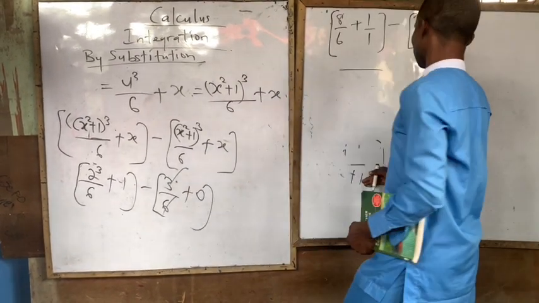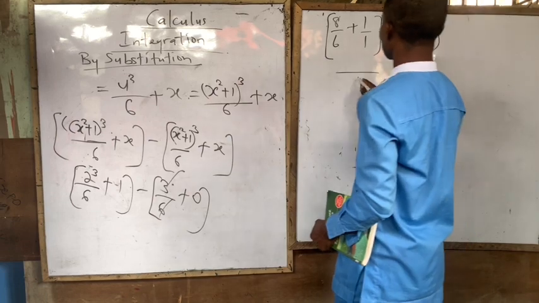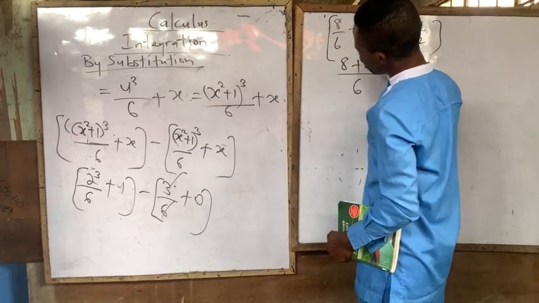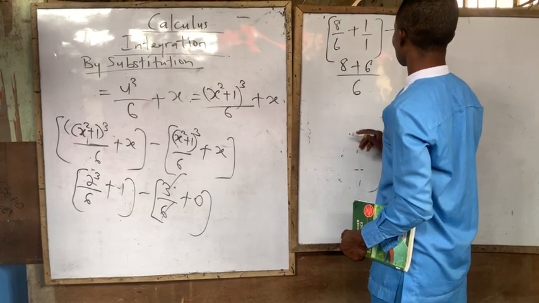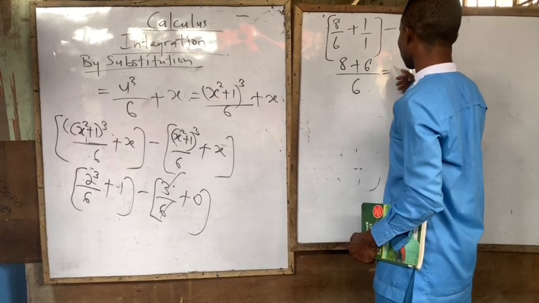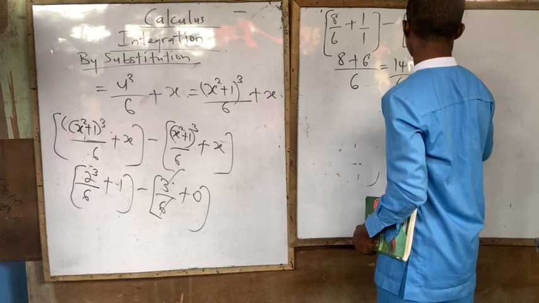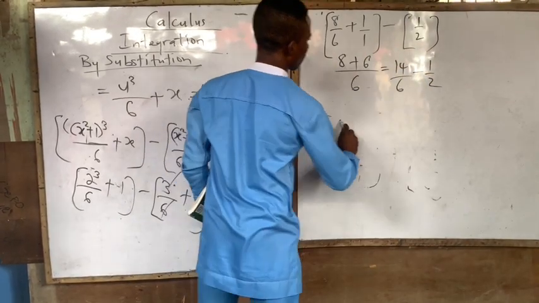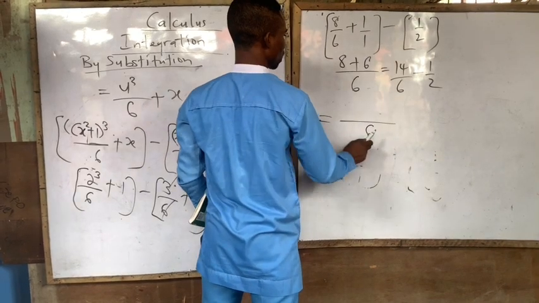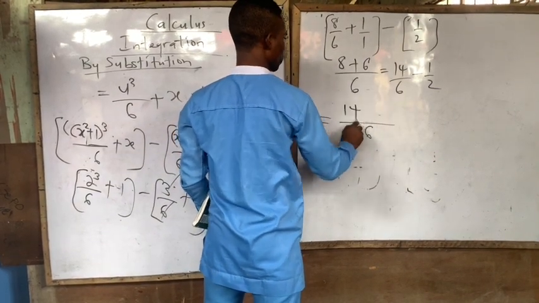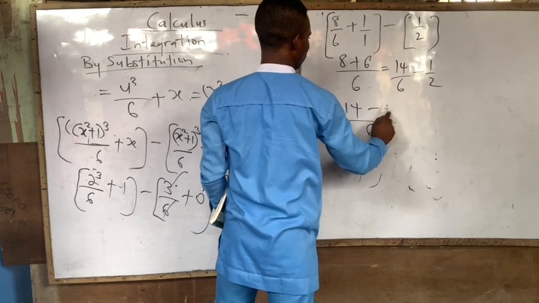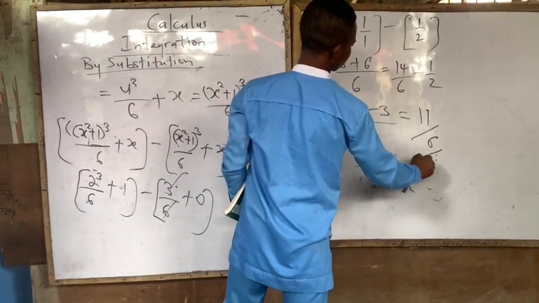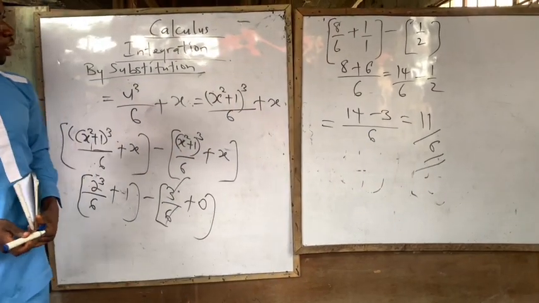If you find the LCM for this, you have 6. 6 in 6 is 1, 1 times 8 is 8, and 6 in 6 is 1, 1 times 1 is 1. It will give me 8 minus 1 all over 6, which is 7 all over 6. That is our final answer.